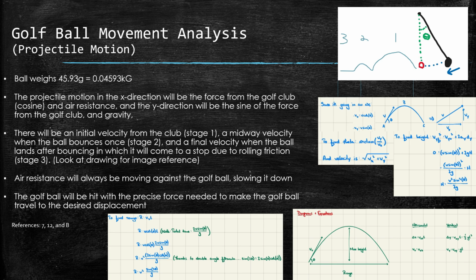There will be an initial velocity from the club, which is stage 1, a midway velocity when the ball bounces once, which is stage 2, and a final velocity when the ball lands after bouncing, in which it will come to a stop due to rolling friction, which is stage 3. Air resistance will be moving against the golf ball, slowing it down. The golf ball will be hit with the precise force needed to make the golf ball travel to the desired displacement.